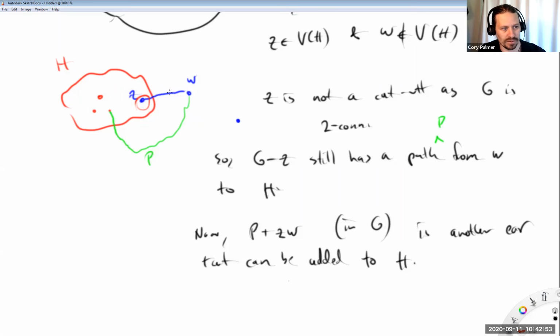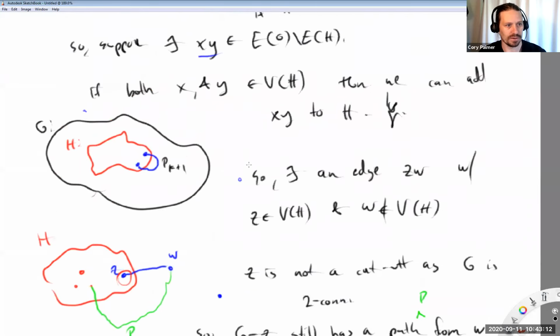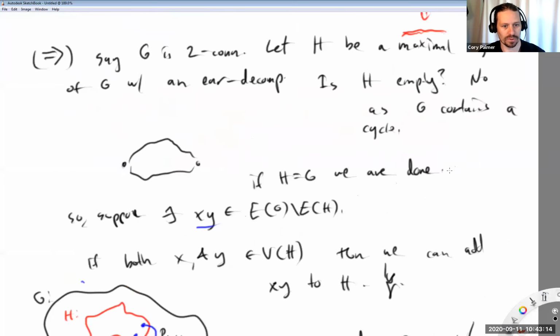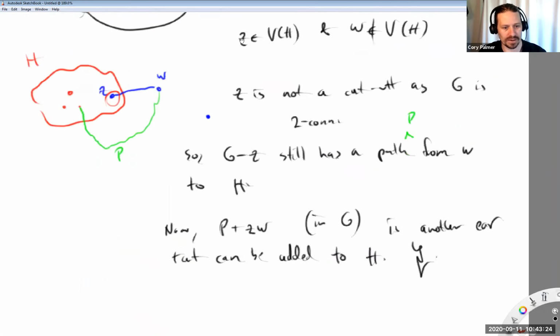And that's an ear, right? This path, this path plus the blue piece, satisfies exactly the ear decomposition property, that it's a path that's only intersecting H, the so far ear decomposition, in its end vertices, okay? And so this is actually a contradiction as well, right? So we're only left with the case here, that they were equal, right? If they were equal, then we're done. Otherwise, we suppose there was an edge not in the two of them, and we reached a contradiction in both cases. So that's the end of the proof there, okay? So being two connected is the same as having an ear decomposition.